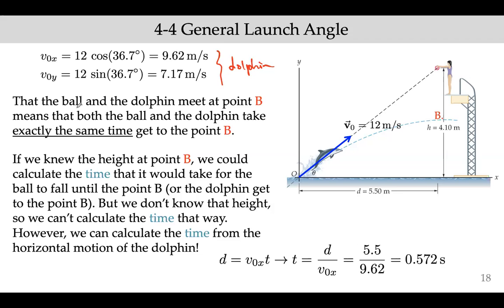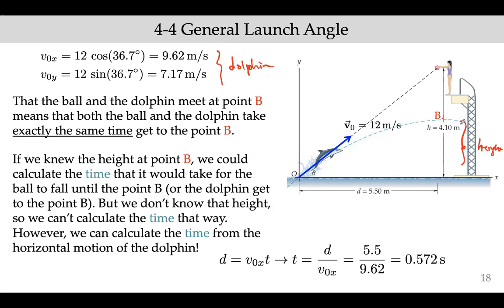Now that the ball and the dolphin meet at point B, let's call this point B. That means that both the ball and the dolphin take exactly the same time to get to point B, something that I mentioned in the previous slide. So if we knew the height at point B, then we could calculate the time that it will take for the ball to fall until point B, or the dolphin to get to point B.